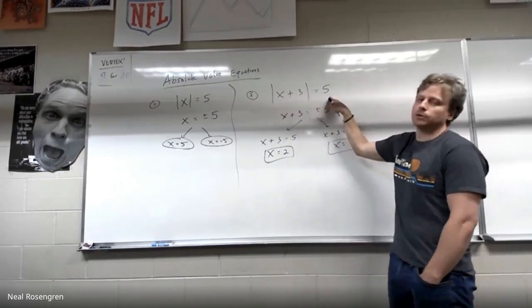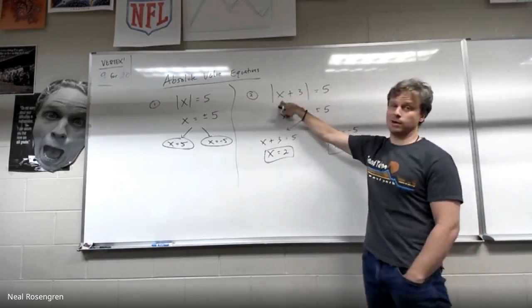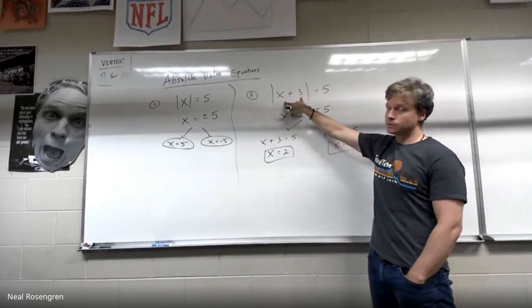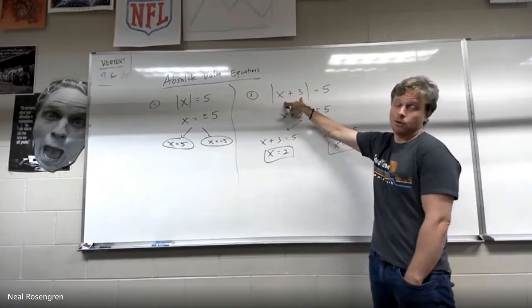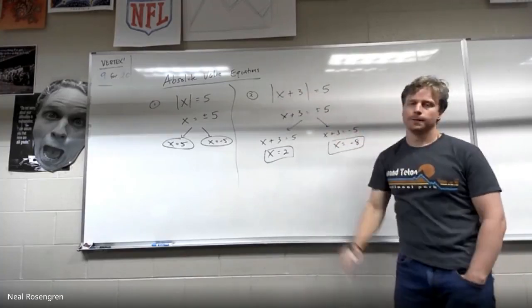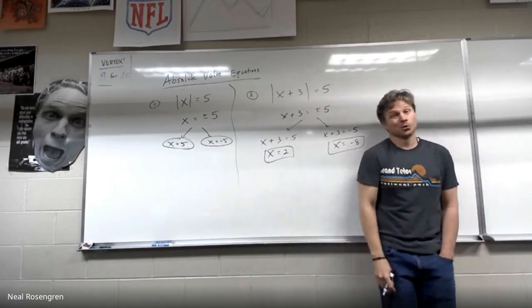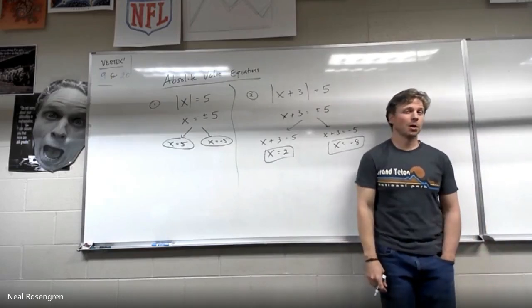Absolute value of 5, good. Drop -8 right there. -8 plus 3, negative 5. Okay, absolute value of negative 5 is equal to positive 5. We're good. Okay. Hopefully that makes sense.